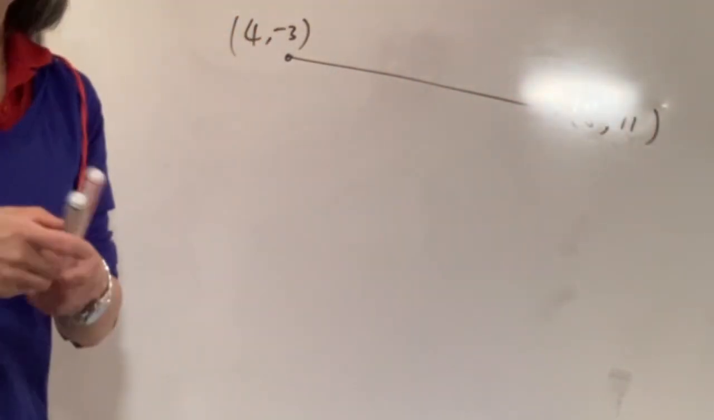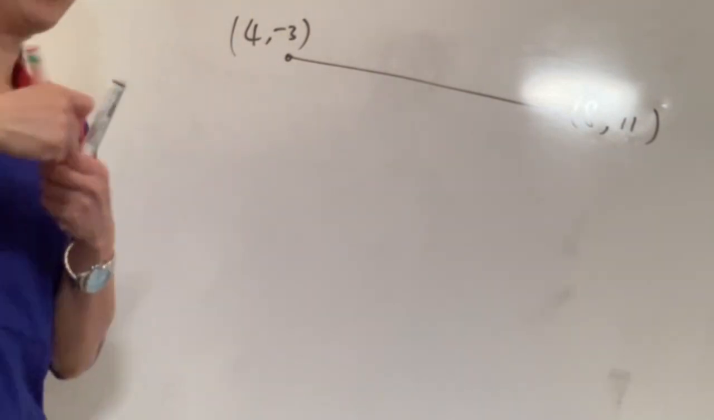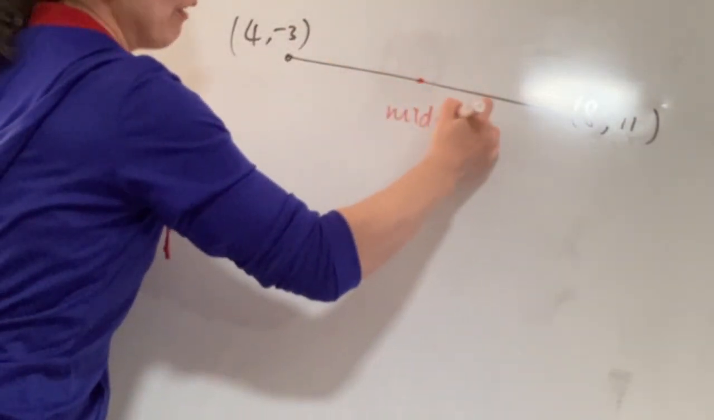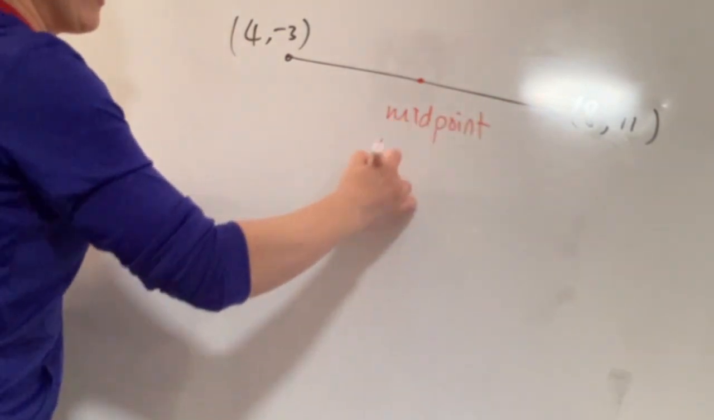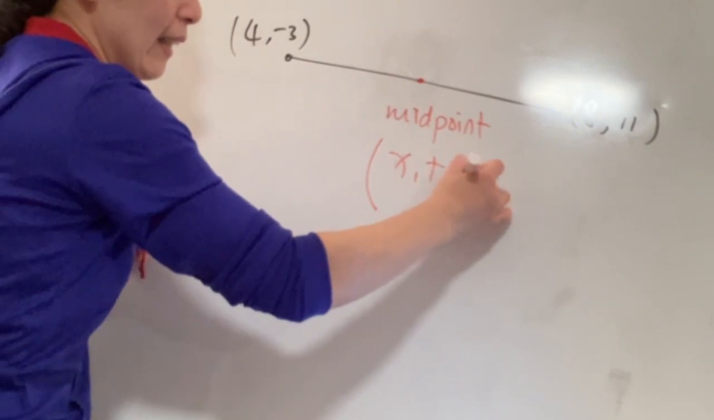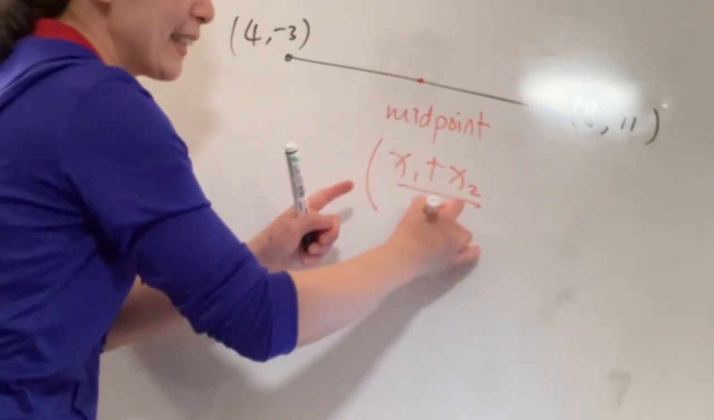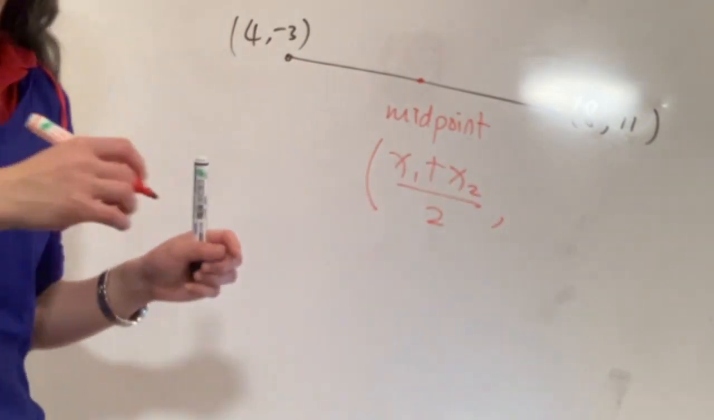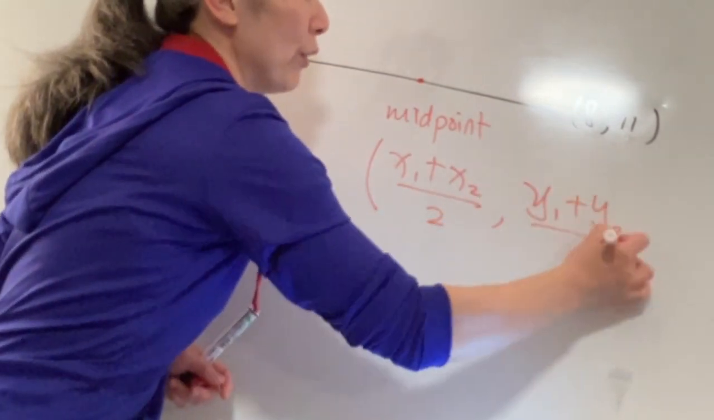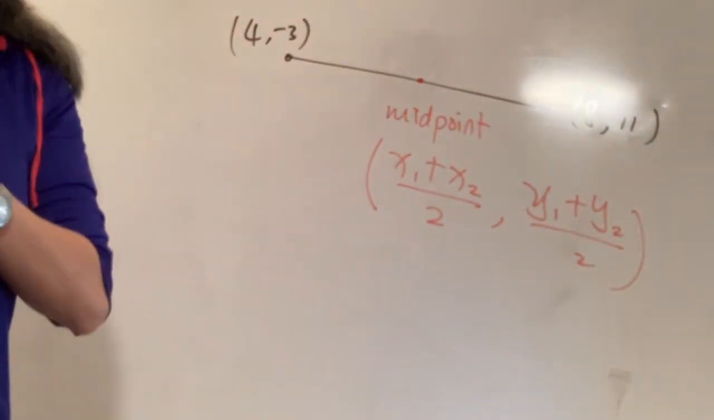So bisect means cut right in the middle. So the first thing to do is find the midpoint. Can you remember the midpoint formula? x1 plus x2, divided by 2, the middle of it, and then you have y1 plus y2 divided by 2. That will give you the midpoint.